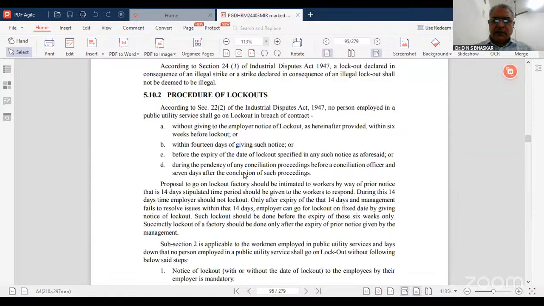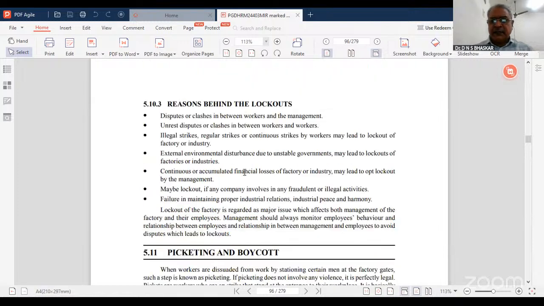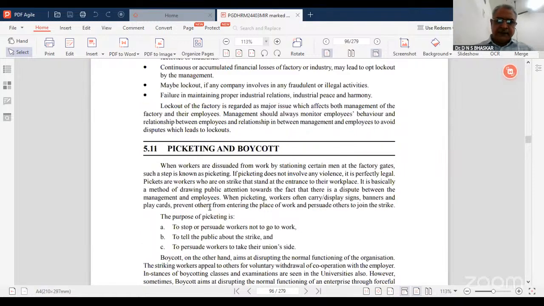Lockout is another process, from the employer's point of view, and the reasons behind the lockout are given elaborately. Disputes and clashes between the workers and management, unrest is also there, and these are the various important elements that we have to understand.